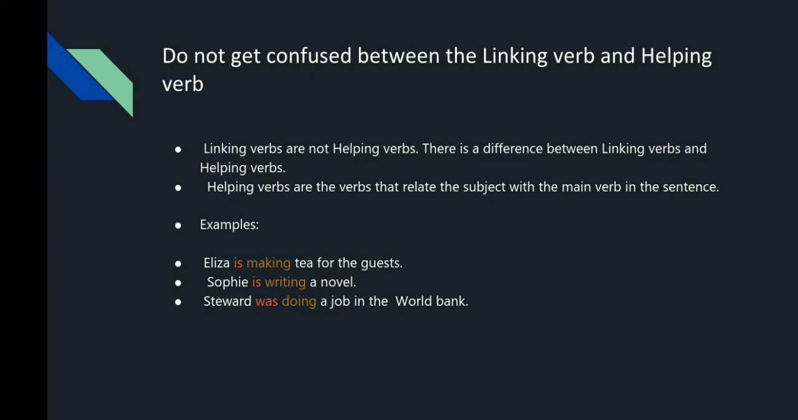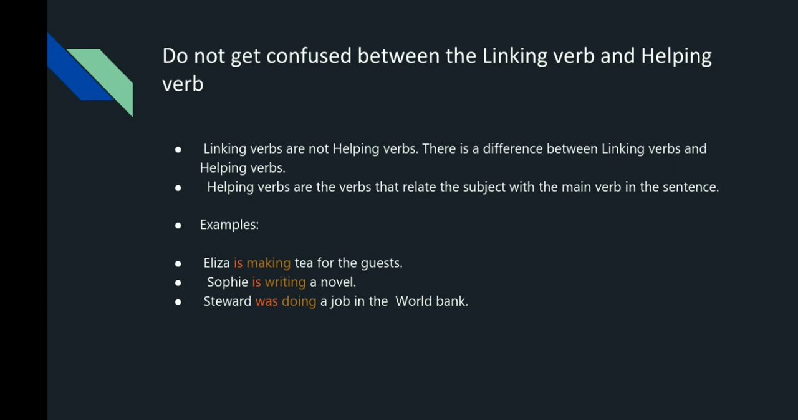The first example is Eliza is making tea for the guests. Now in this sentence we can see the word is and the word making. Okay, and the word is actually relating the subject to the main verb, which is making. Okay, now so this is actually the helping verb because it is connecting the subject to the main verb in the sentence. Similarly, in the second example, we can see Sophie is writing a novel. Now, in this sentence, the helping verb is actually developing a relationship between Sophie, which is a subject, and the main verb, which is writing in this particular sentence.